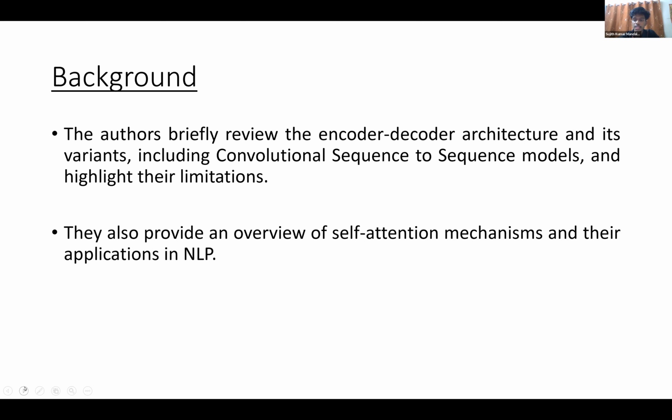The transformer is the first transduction model that uses self-attention only, without relying on sequence-aligned RNNs or convolution as well. In the following sections, the authors also describe the transformer in detail, explain the motivation behind self-attention, and compare its advantages over other previous models as well.